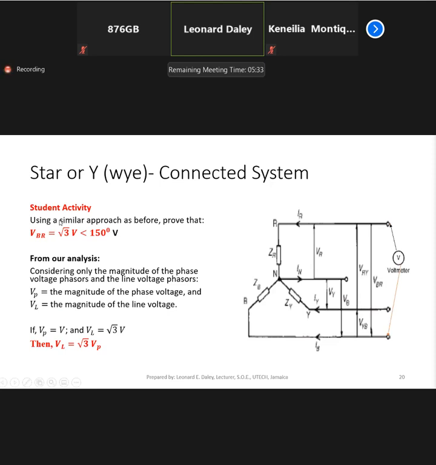All right. So what I would want you to do in the next 10 minutes or so, this is your activity now: prove that VBR is equal to root 3 V at angle 150, right?